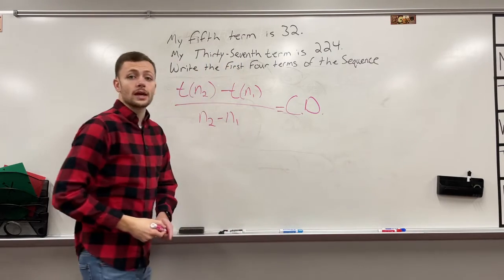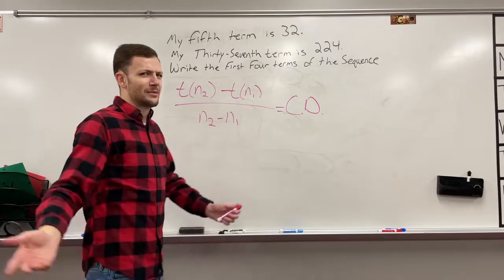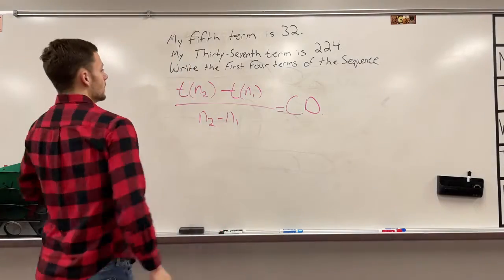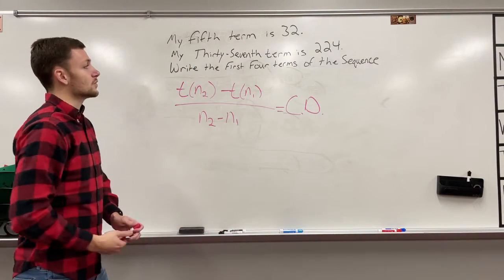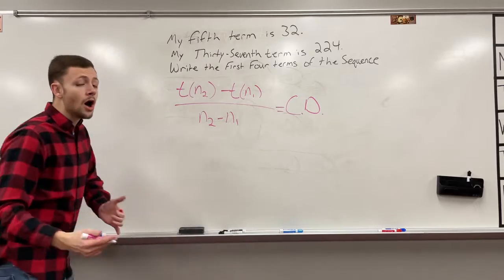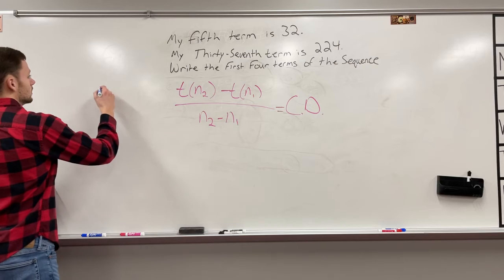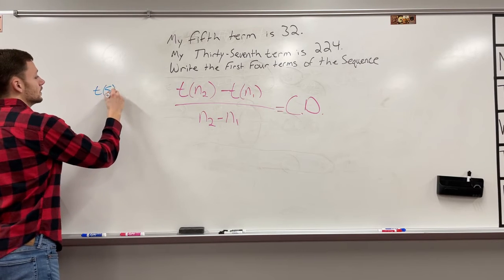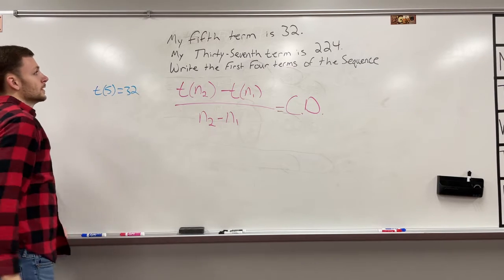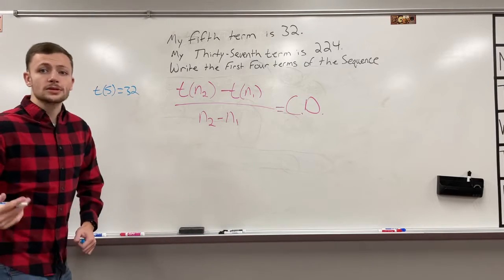And I know I keep abbreviating it as CD, but you don't want to watch me write common difference on the board 2,000 times. So this is the general formula I'm going to use for my common difference. I know that my fifth term is 32, so t of 5 equals 32. I know that my 37th term is 224.